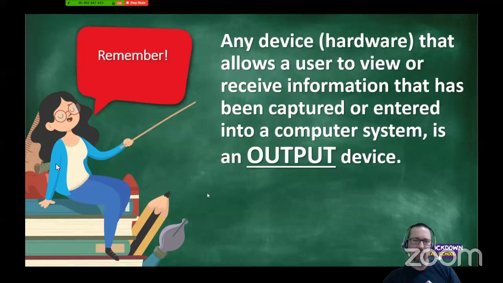That's very good. Okay, just to recap, guys. Remember this. Any hardware device that allows a user to view or receive information that has been captured or entered into a computer system is an output device. That's kind of like the definition. All right, throw that at your teachers and say, give me the marks, please. And they should be okay with that.